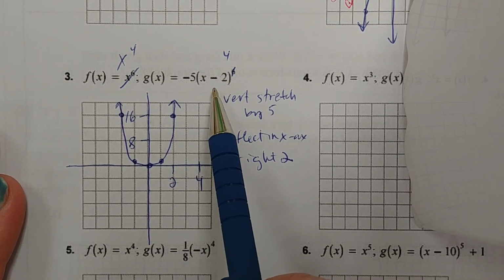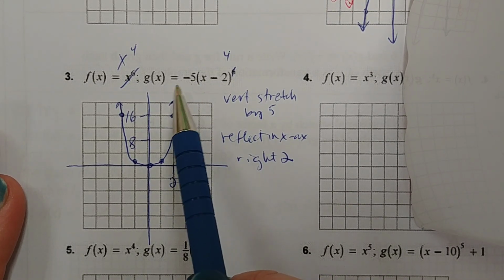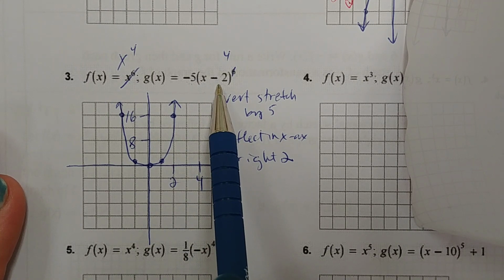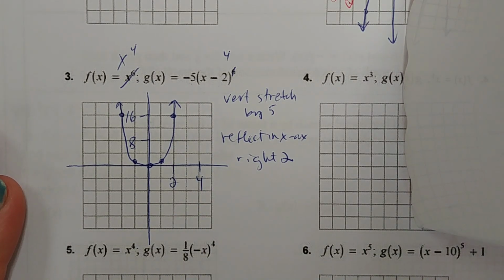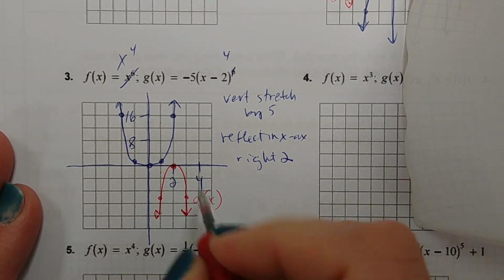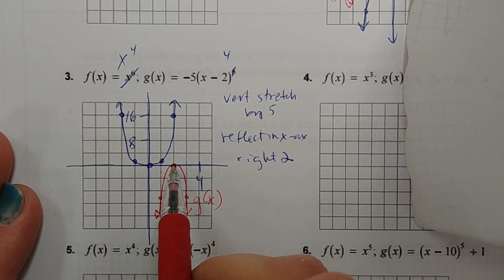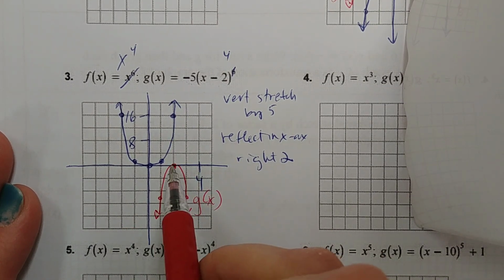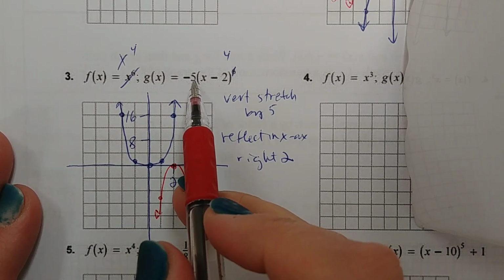And then interpreting these transformations, we have a vertical stretch by 5, a reflection in the x-axis, and a shift to the right 2. So when you apply those transformations, you get this red graph. This is g of x. So we have right 2, reflection in the x, so it's opening down instead of up, and vertically stretched by 5.